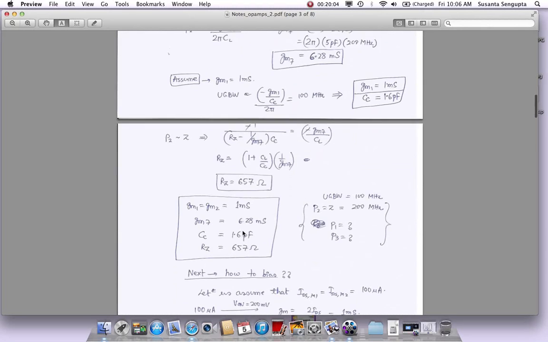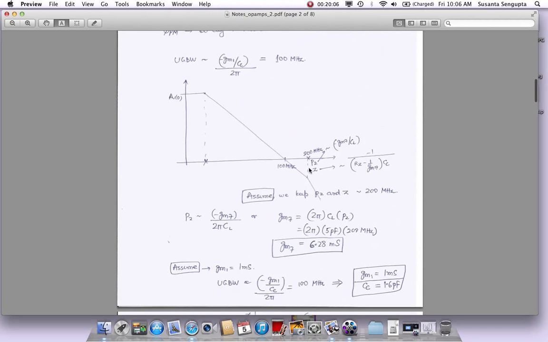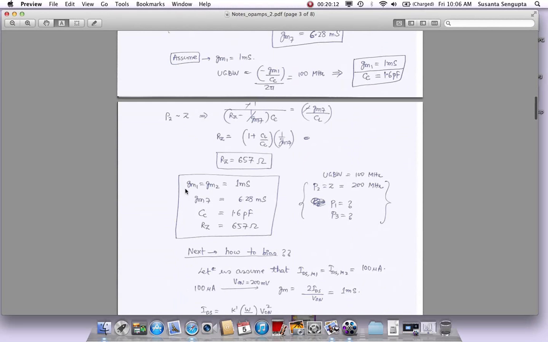Okay, so this is the scenario we wanted to have. We wanted to have a unity gain bandwidth, and the pole and zero here, and based on this, we have found some values. GM1, GM2 should be 1 millisiemens, GM7 should be 6.8 millisiemens, CC is 1.6 picofarad, RZ is 657 ohms, and this will give us roughly a unity gain bandwidth of 100 megahertz, and the second pole and the zero will be roughly around 200 megahertz.